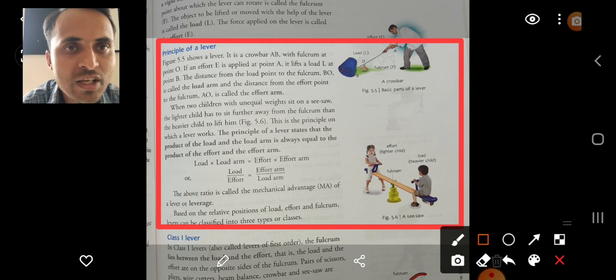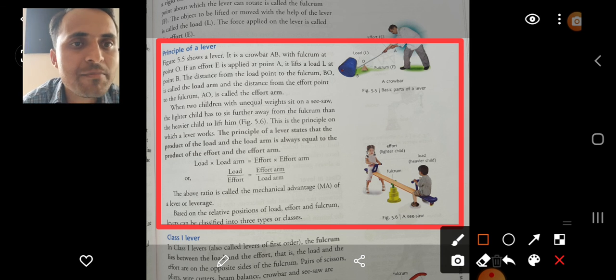Okay. When two children with unequal weights sit on a seesaw, the lighter child has to sit further away from the fulcrum than the heavier child to lift him. So what is the principle behind this? The principle of a lever states that the product of the load and the load arm is always equal to the product of the effort and effort arm.